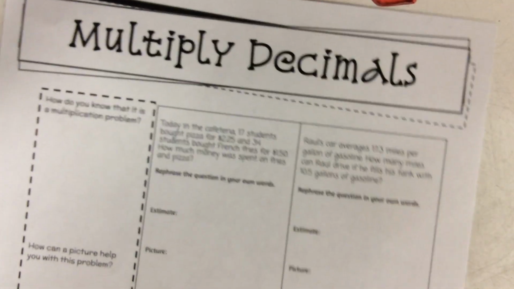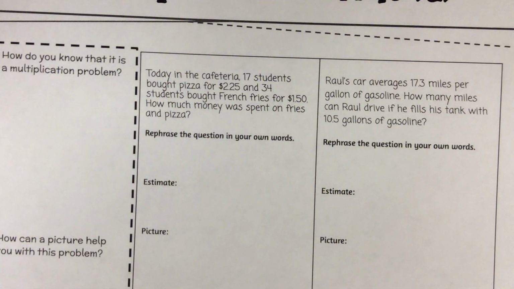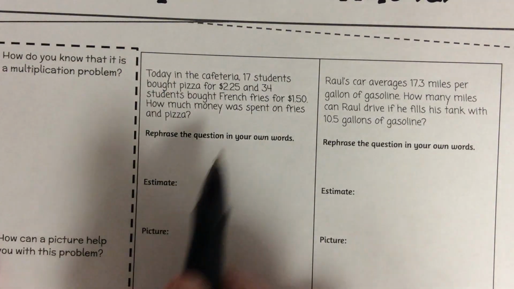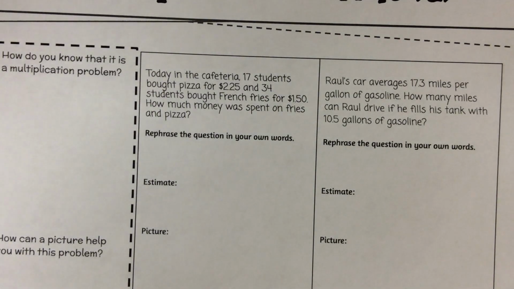Now we're going to be doing a couple of these in word problems. So today in the cafeteria, 17 students bought pizza for $2.25. 34 students bought French fries for $1.50. How much money was spent on fries and pizza?